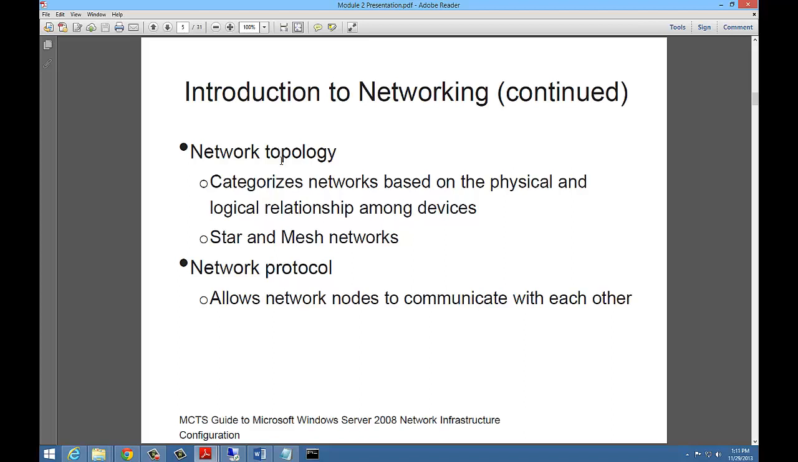Network protocols allow network nodes to communicate with each other. A protocol is just another word for language. So what network language is your computer communicating on? The most popular, of course, is TCP/IP, but there are other protocols that have been used in times past, such as Banyan Vines, IPX, SPX, and NetBEUI, and others.